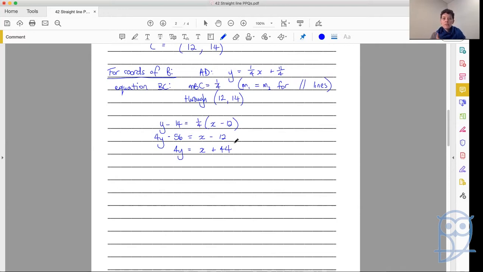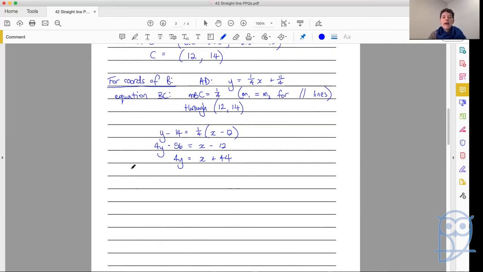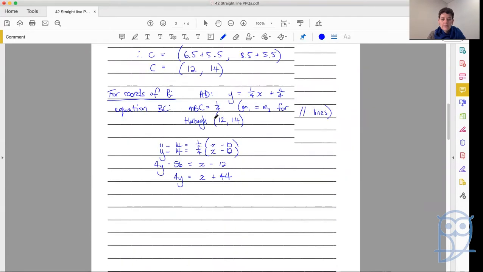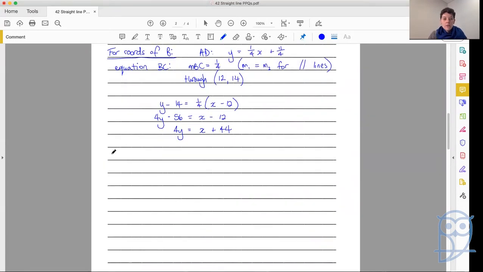Now we've got the equation BC. Now remember, we've got BC and we've got AB. Same point is occurring in both lines, therefore simultaneous equations will get the location of that point. So we've got BC, 4y equals x plus 44, and we've got AB, y equals 3x.